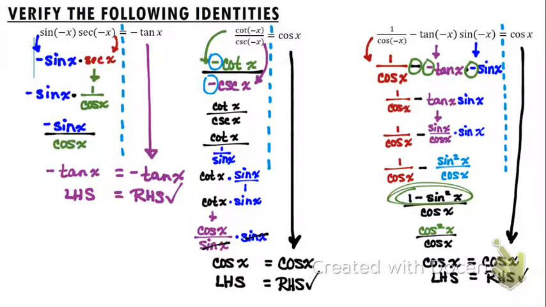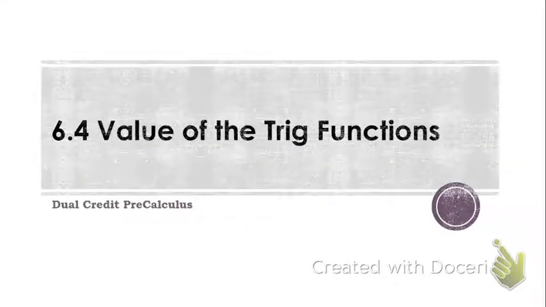That is the official end of 6.3. 6.4 is talking about the value of trig functions. We're going to start with a discussion of what's called a reference angle. And then after that, all we're going to be doing is talking about values on the unit circle. Getting you ready for your quiz tomorrow. All right, so values of trig functions.